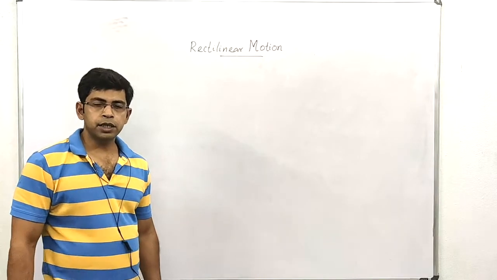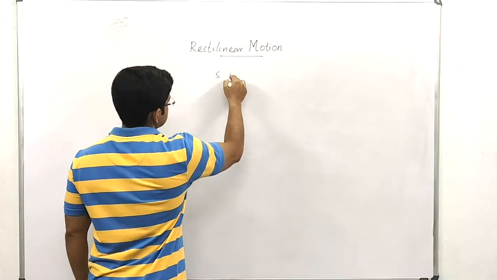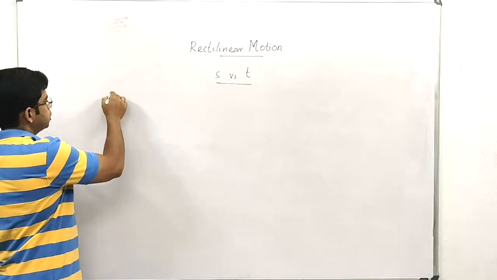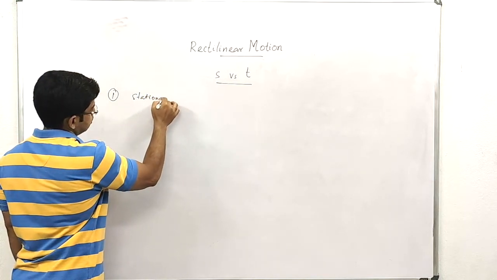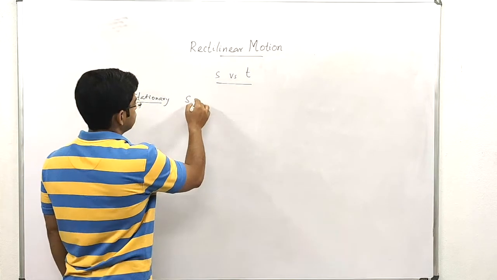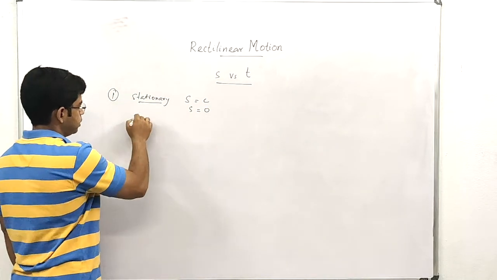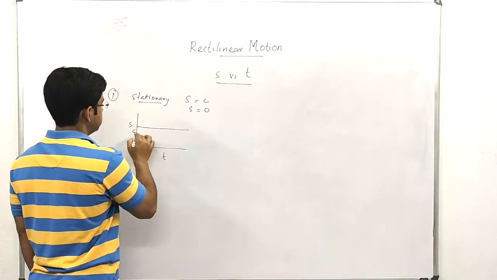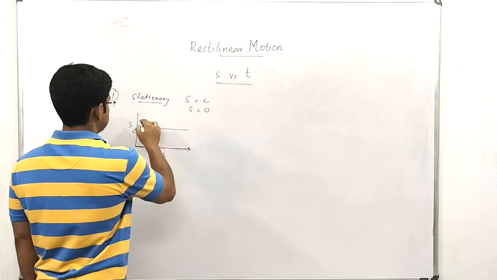Now let us discuss the nature of some plots for motion of a particle in a straight line. First we will discuss the displacement versus time plots. So the first case, if the particle is stationary, that means either it has a constant displacement or it has displacement 0. In that case the s versus t curve will be either a straight line at a value c or a straight line along the x-axis or the time axis.